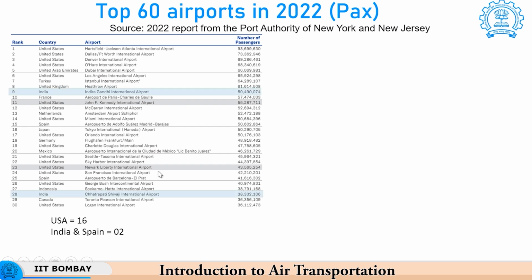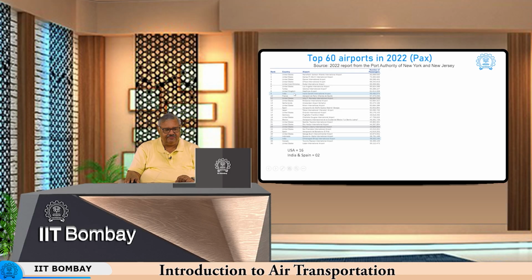In the top 30, you find that there are 16 airports which are in USA, and 2 of them are airports in India and airports in Spain. In India, the 2 airports are number 9 rank in the world, Indira Gandhi International Airport at New Delhi, close to 60 million passengers, and the next one is the Chhatrapati Shivaji Maharaj International Airport, which is number 28, that has got about 38 million passengers. Okay. Whereas the world's largest airport Atlanta carries 93 million passengers.